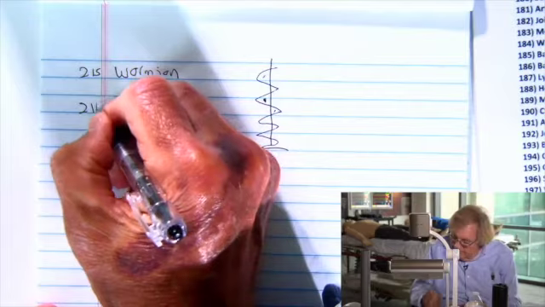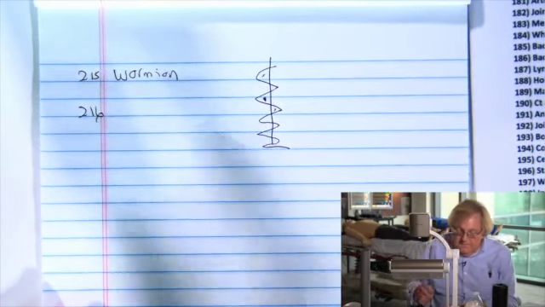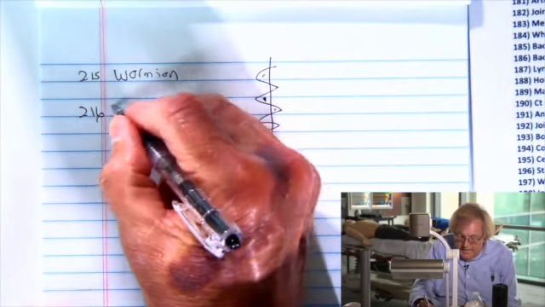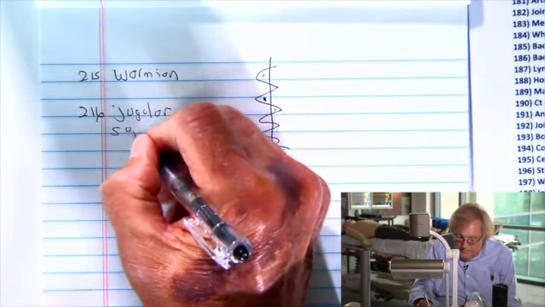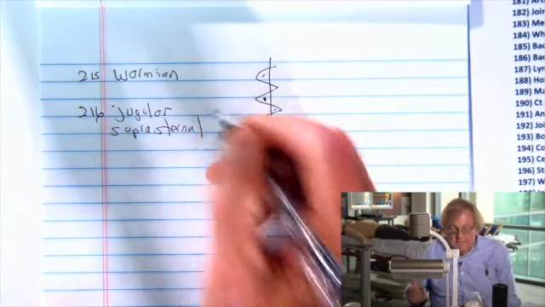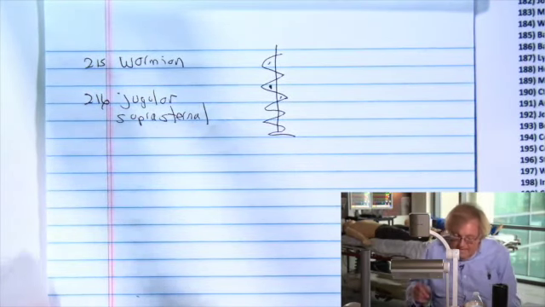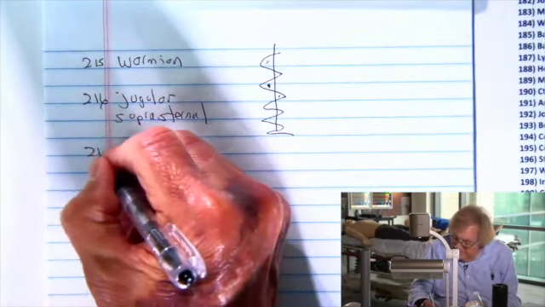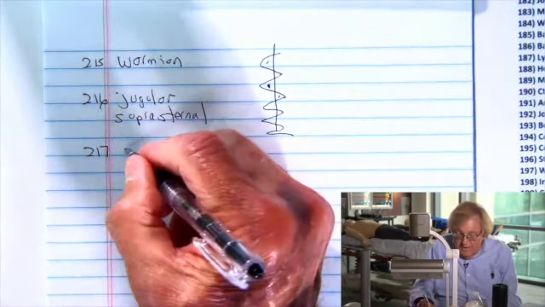216. 216 is the notch on the sternum. Remember, that's the jugular notch or the suprasternal notch. Remember, that's going to be a landmark for a tracheotomy. 2 fingers above that notch. 217, large calf muscle. That's your gastrocnemius.